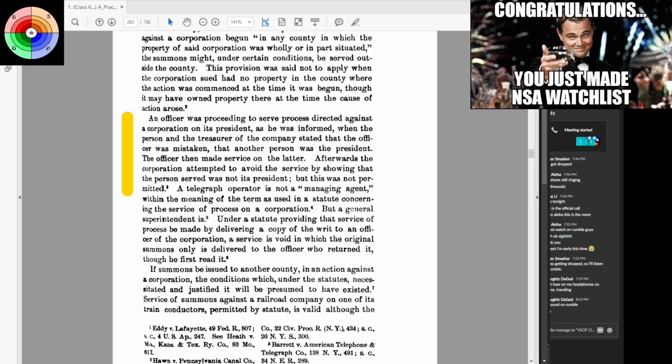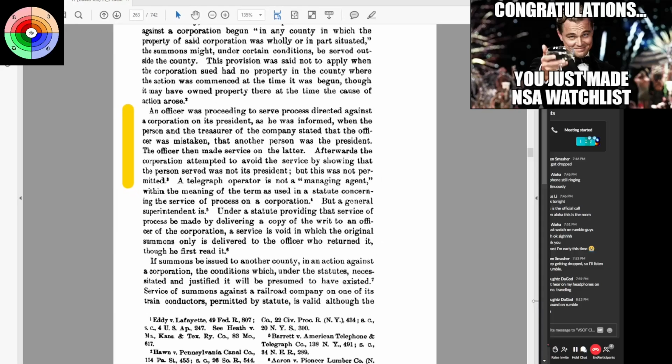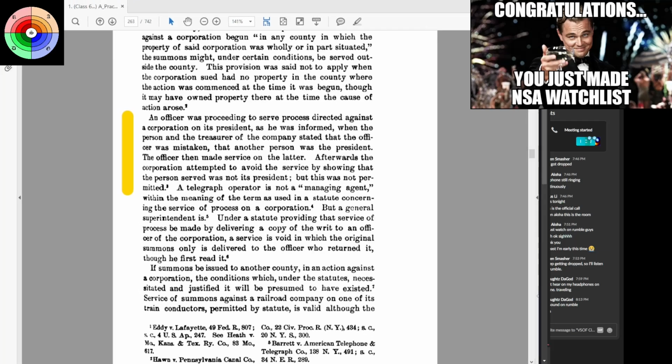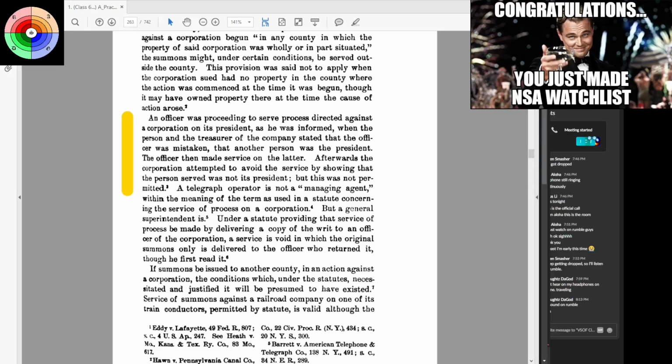So that's where you get this goofiness where the corporation's trying to play games and trying to say, oh, well, you can't serve us over here. We don't know who you are. Or we're going to try and pretend like we don't know where the president is. Or, well, this guy was actually the president. Or, well, wait, no, that guy was, and try and mess around with you. Well, that's clearly not allowed.